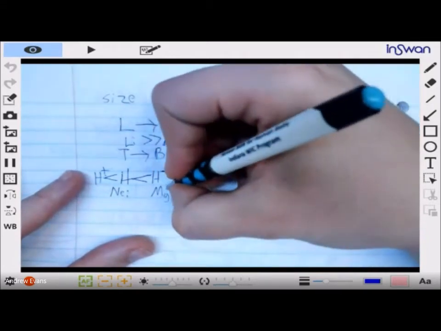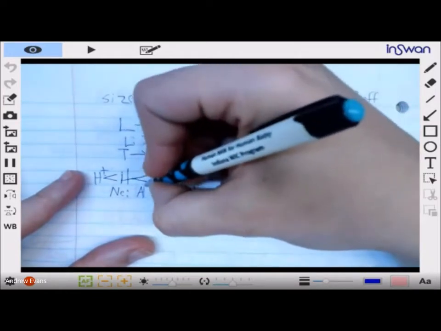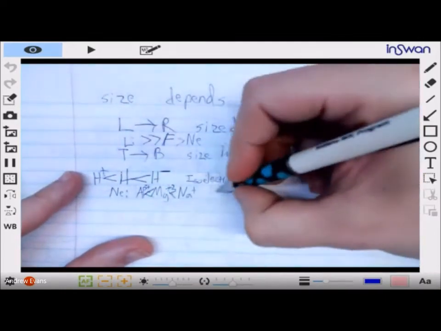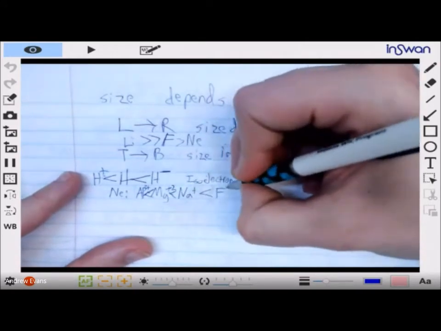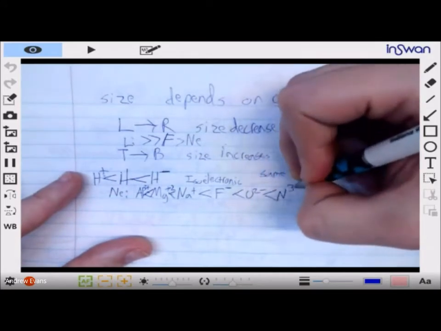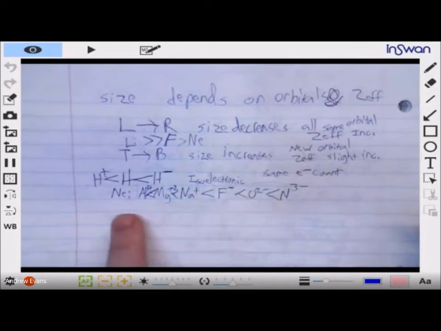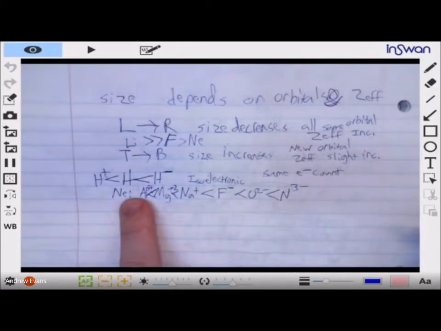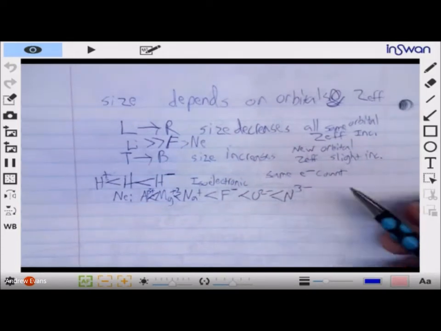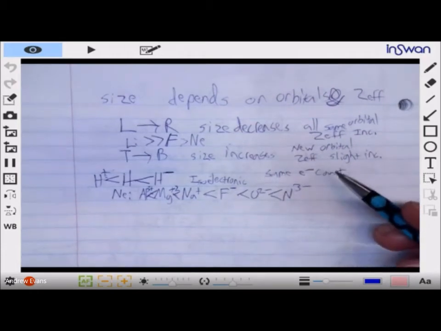So if we compared sodium, magnesium, aluminum, fluorine, and oxygen, and nitrogen, they all have the same electron count, but we get most positive is the smallest, most negative is the biggest, because we're just adding more electrons, and so the protons have a poorer time trying to hold on.